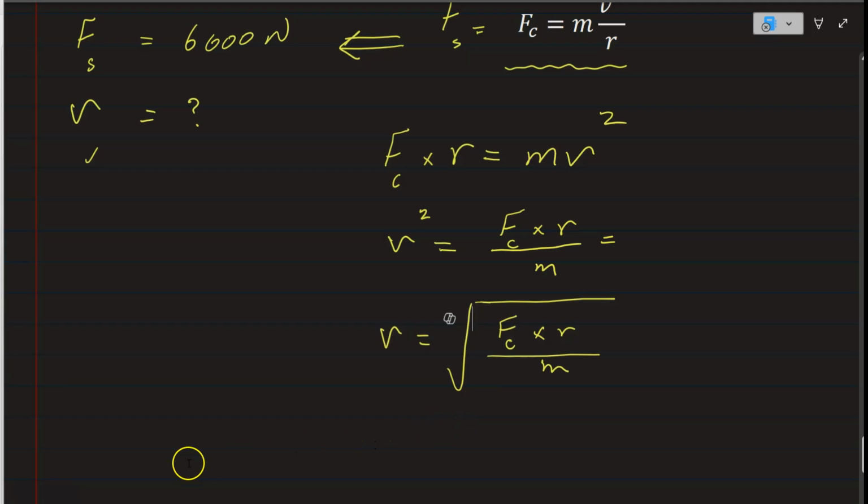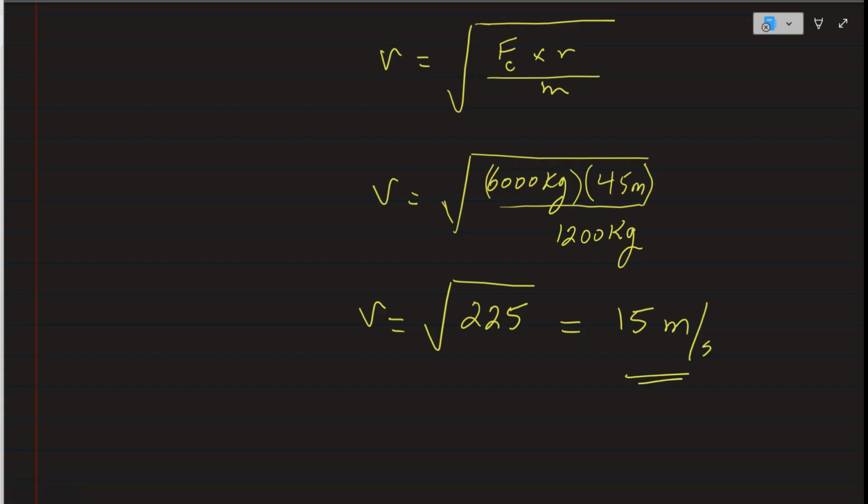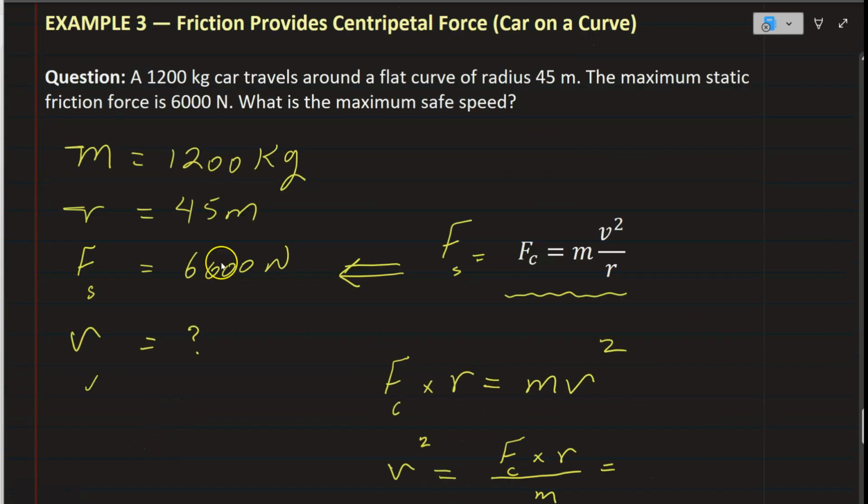So we're going to plug numbers in and find the answer. Here it is: when you plug in all the values, you get v equal to the square root of 225. I'm going to remove the units right now, and when you take the square root of 225, it is 15. Based on the units, we get meters per second. Okay, so this is the safest velocity that this car can travel around the flat curve of radius 45 with the maximum static friction of 6,000 Newton, so that it doesn't fly off the road.